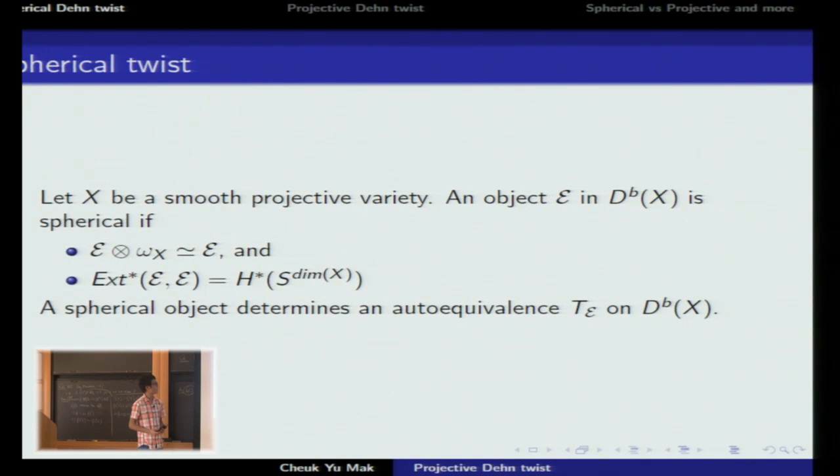Now we can look at another triangulated category. If we have a smooth projective variety, we can define the bounded derived category of coherent sheaves. One can define a spherical object by just two equations. The object tensored with the canonical sheaf is isomorphic to itself, and the Ext ring is the same as the cohomology ring of the sphere. And purely algebraically, using a spherical object, one can define an autoequivalence on the bounded derived category of coherent sheaves.